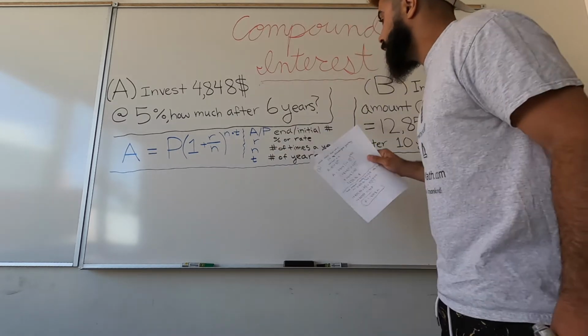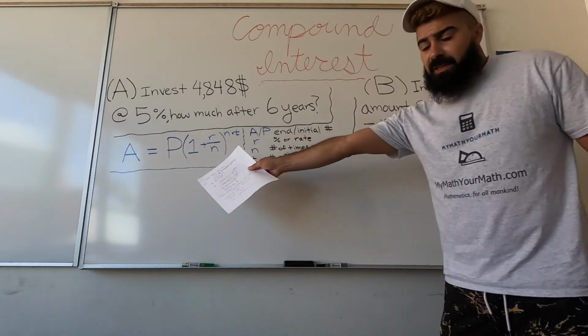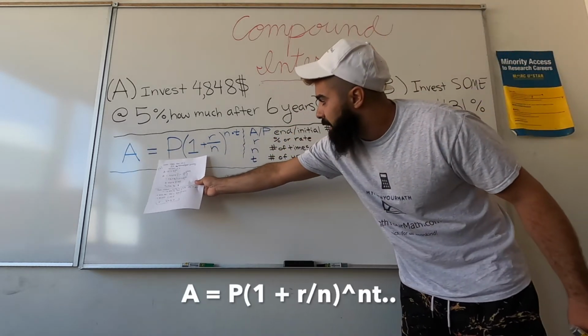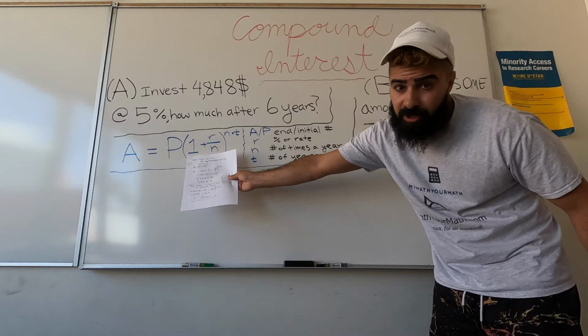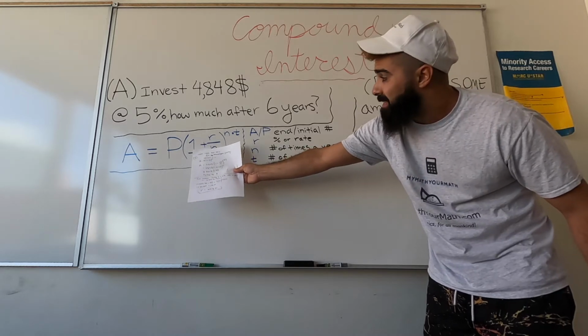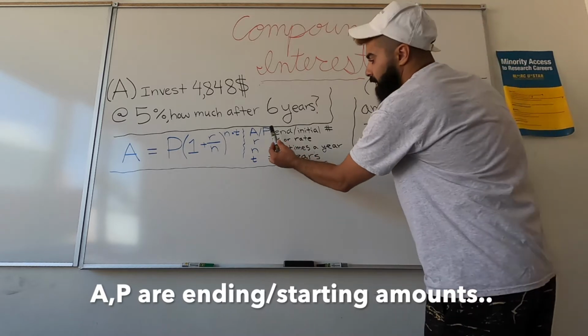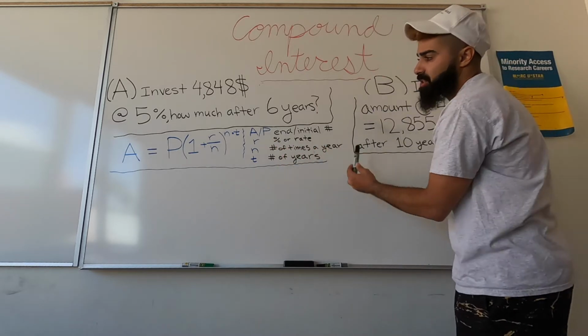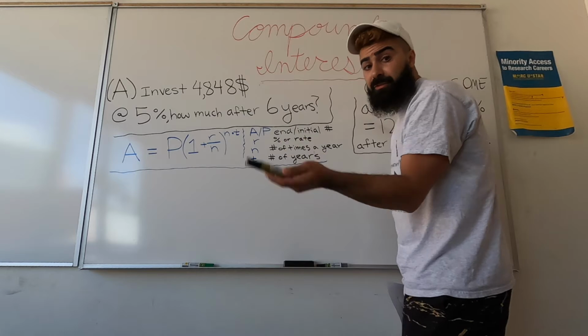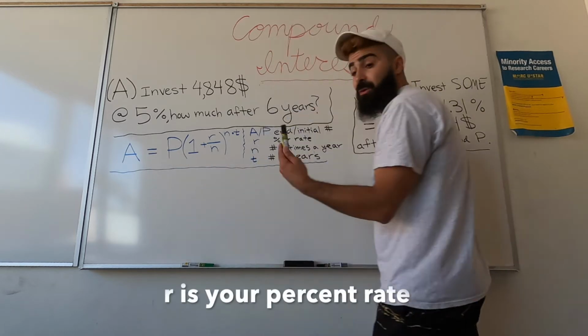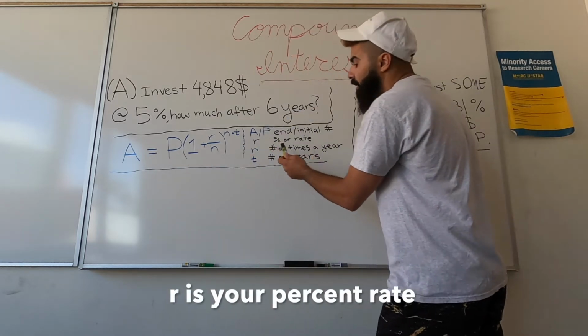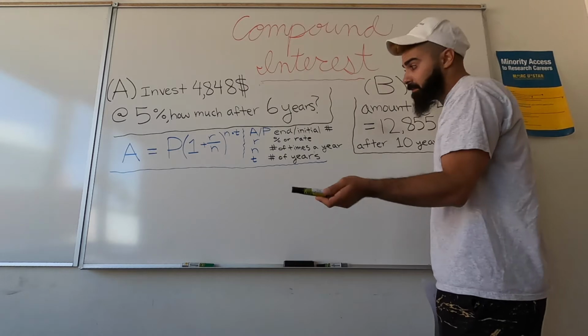So, the big formula we're going to be using is A equals P times (1 plus R divided by N), raised to the N times T. So A and P are your ending and your initial numbers. A is always the number you end up with at the end. P is the amount of money you invested. R is the percent or rate.